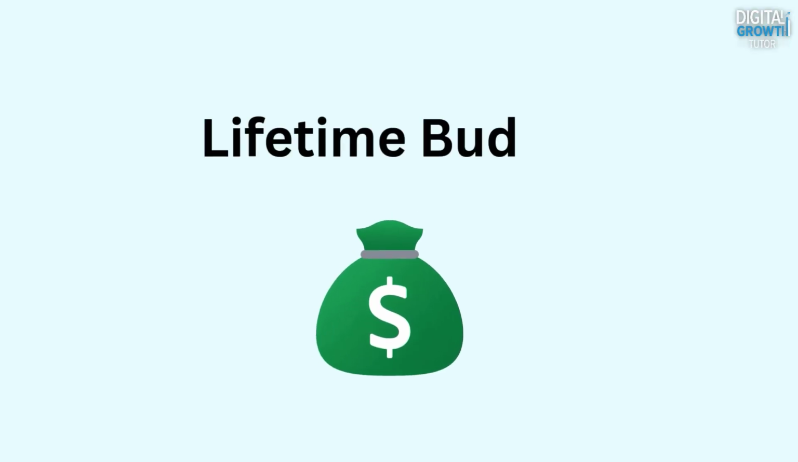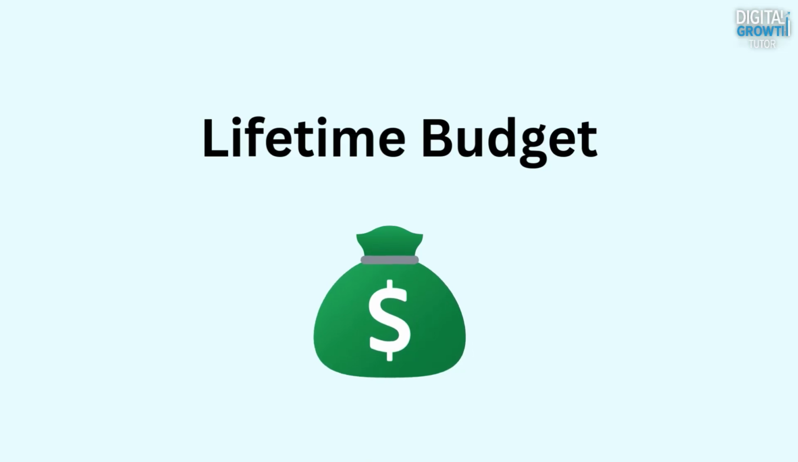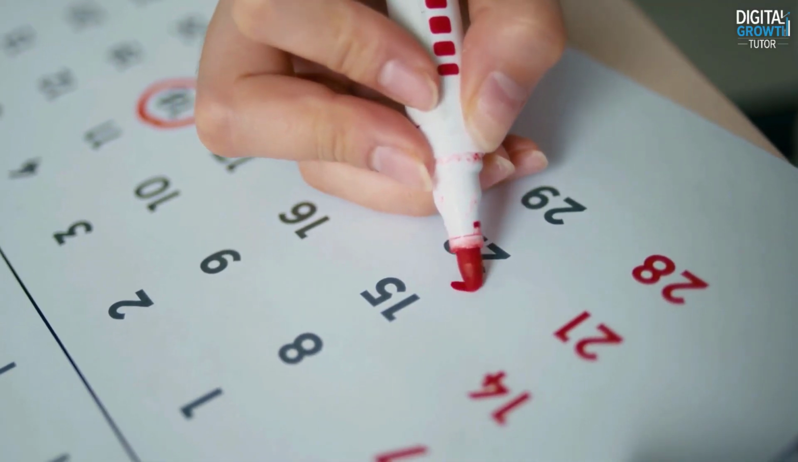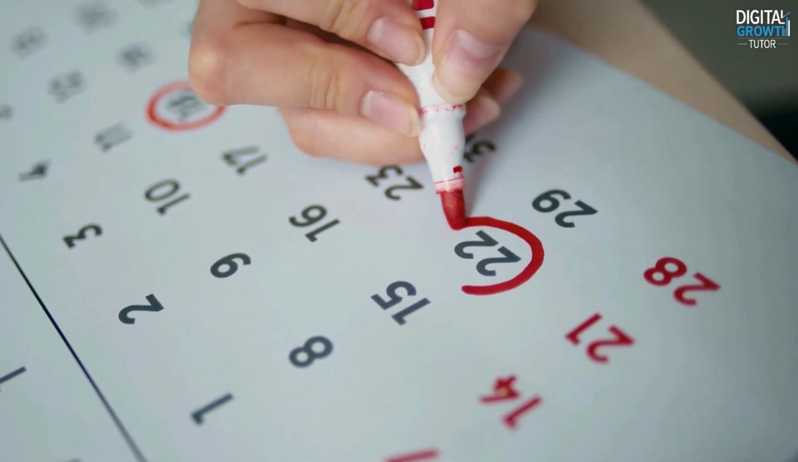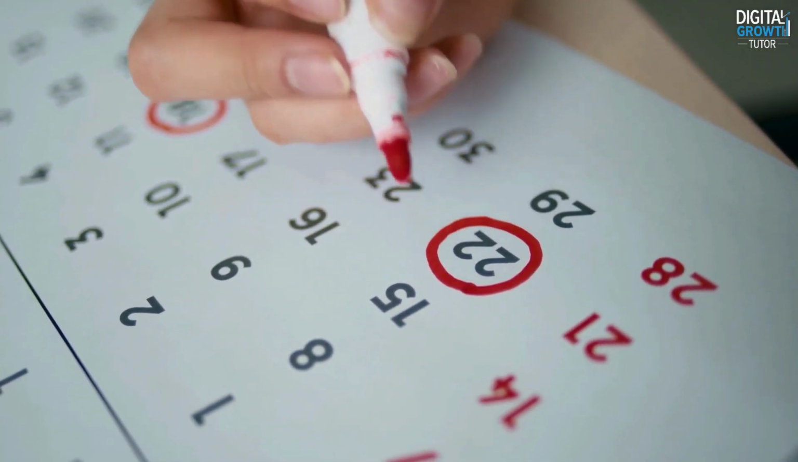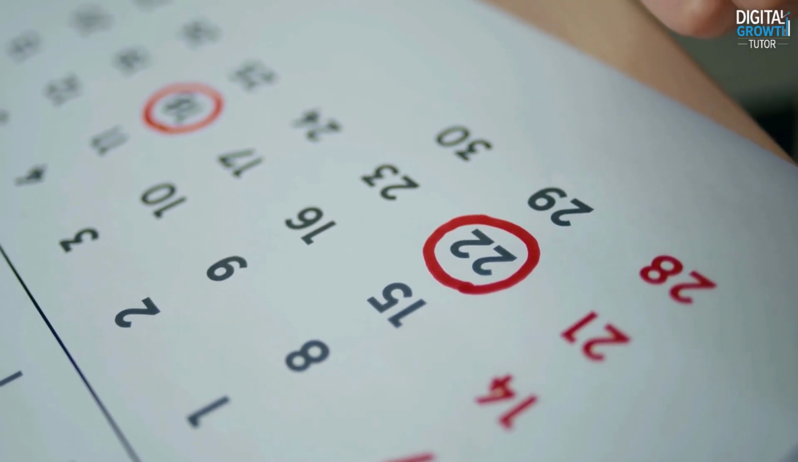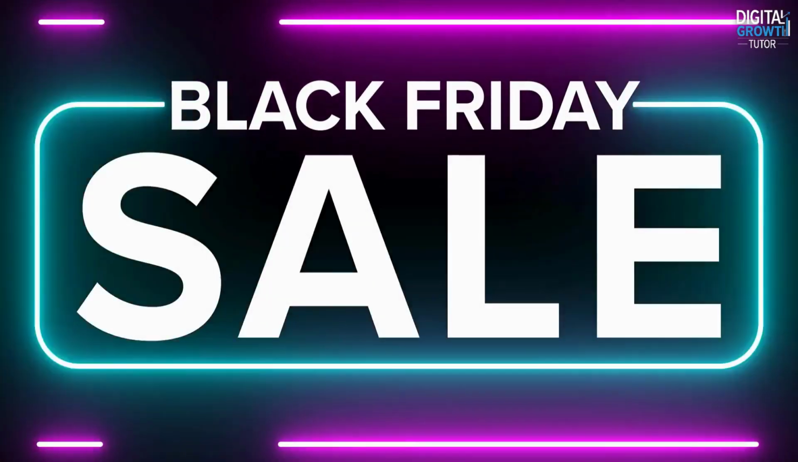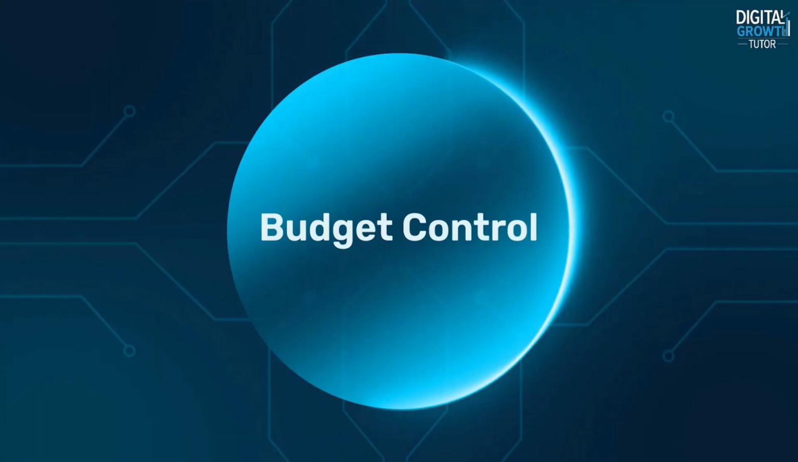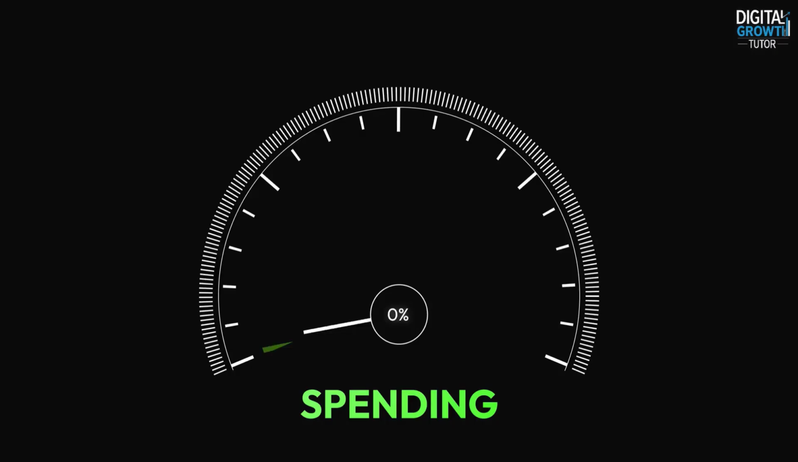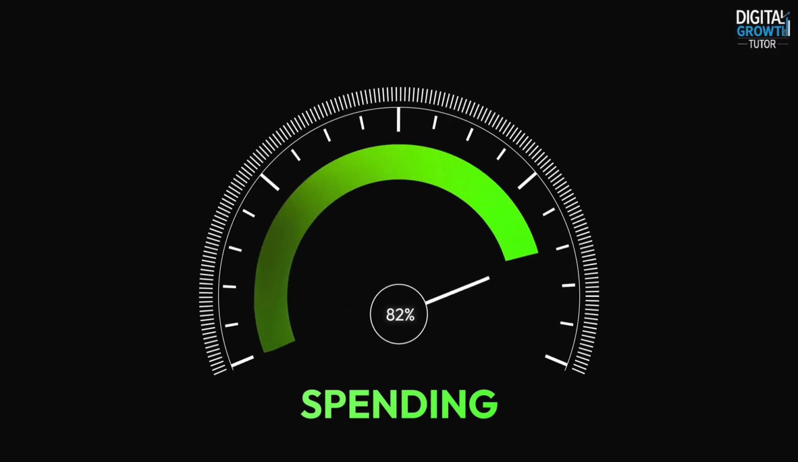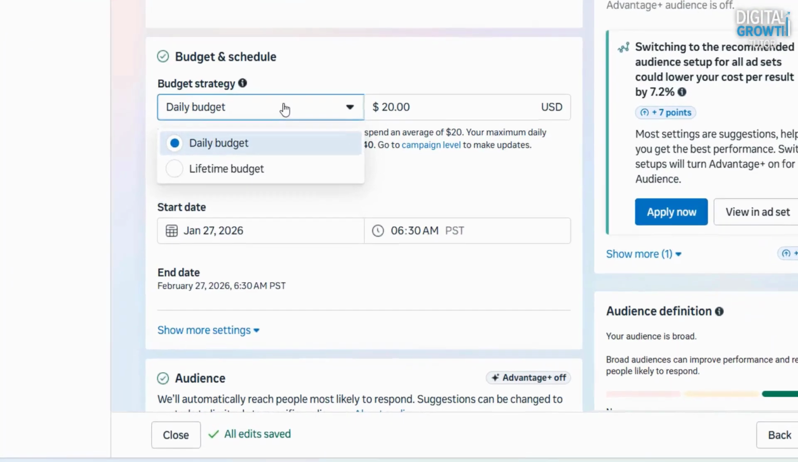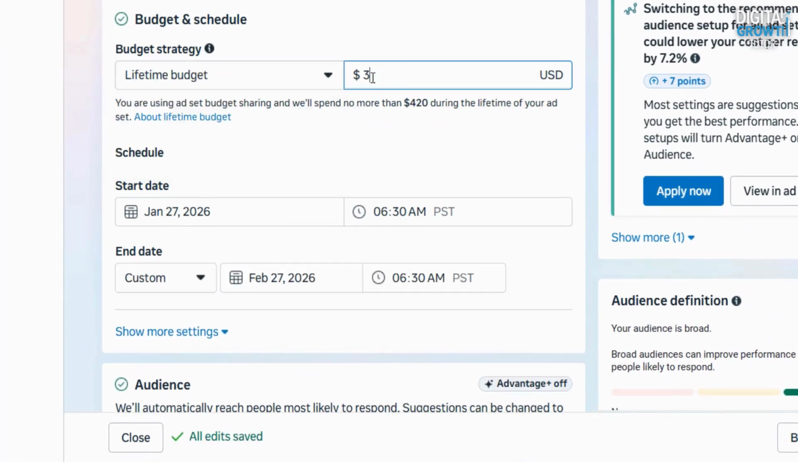Now let's talk about lifetime budget. A lifetime budget is the total amount you want to spend for the entire campaign or ad set duration. You must set a start date and end date when using a lifetime budget. Lifetime budgets are best if you have a fixed promotion or offer, you're running ads for a specific event or sale, you want full budget control for a set time period, you want Meta to automatically spend more on high-performing days. For example, if you set a lifetime budget of $300 for 10 days, Meta will distribute that budget across those days based on performance.